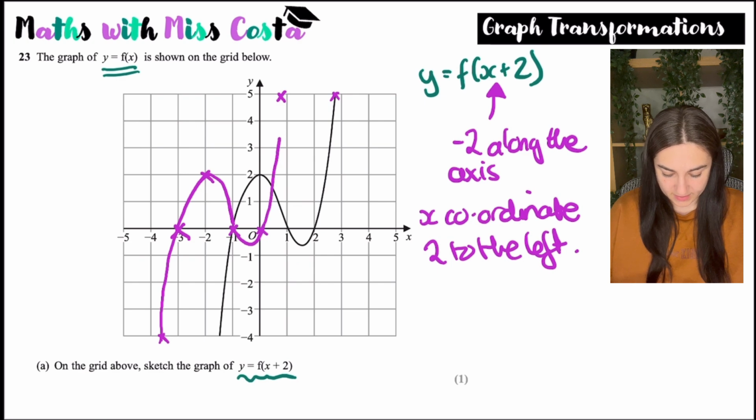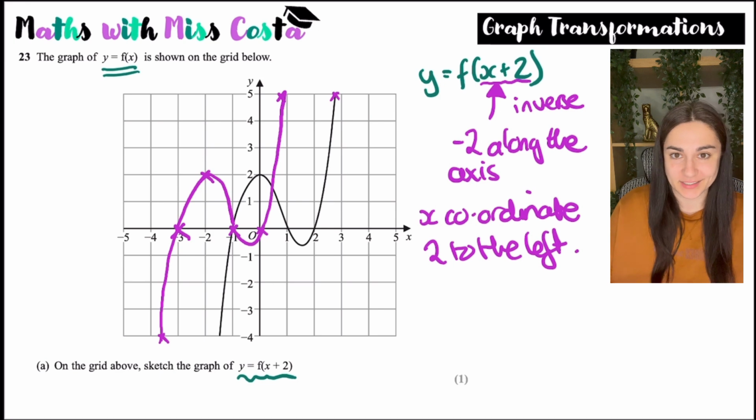And here you've got your graph transformation. So the key thing is that when you've got something inside the bracket, you always do the inverse. So if it was negative 2, you'd be adding 2.